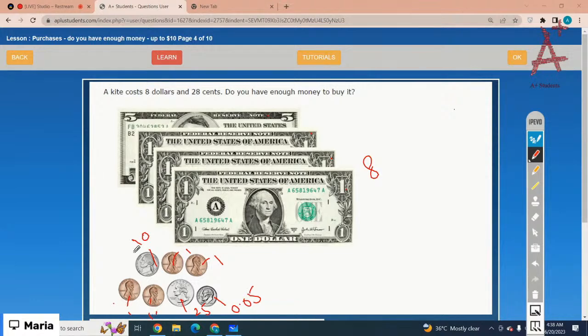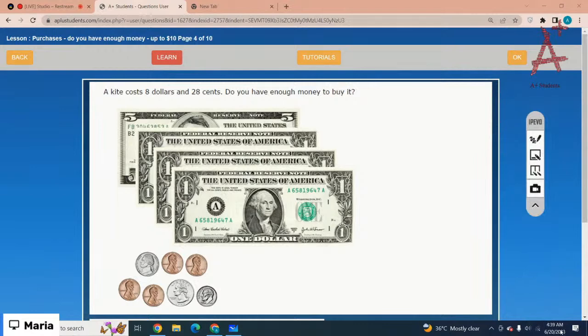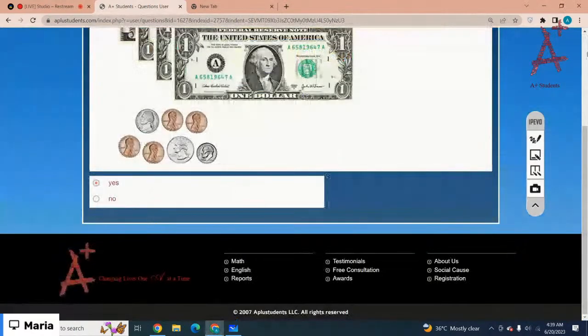Got it? So it would be 8, then 25 plus 10 is 35, and then you have 40, 41, 42, 43, 44. You have 8.44, and you need 8.28. That means yes, you can buy the kite. Got it? The correct option is yes.